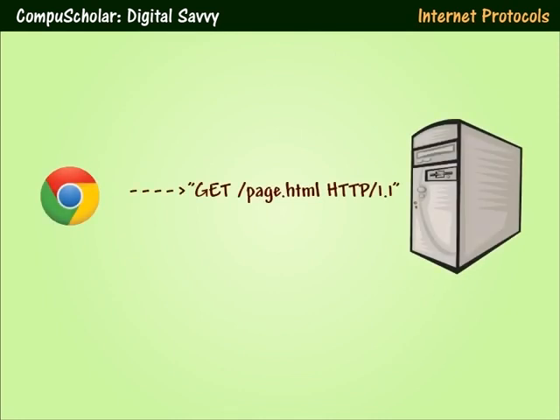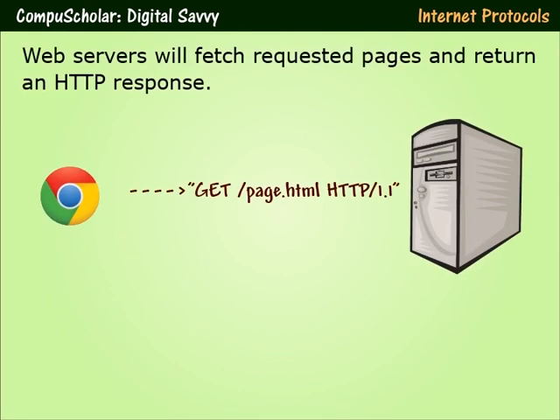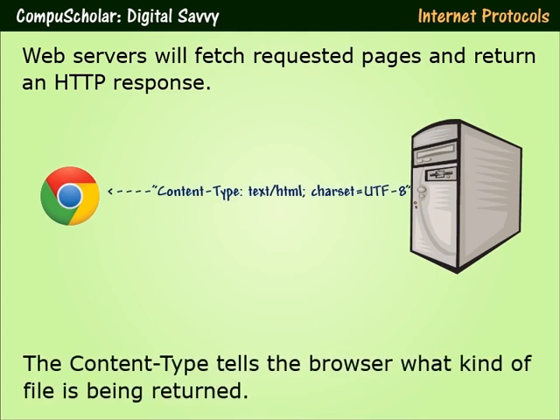When a web server receives a request, it will fetch the requested HTML page and send back an HTTP response. The HTTP response starts with the protocol version again, HTTP 1.1. It's followed by a status code, which means that the request was processed without any errors. Next, some more descriptive information is added. The content type tells the web browser what kind of file is being returned.